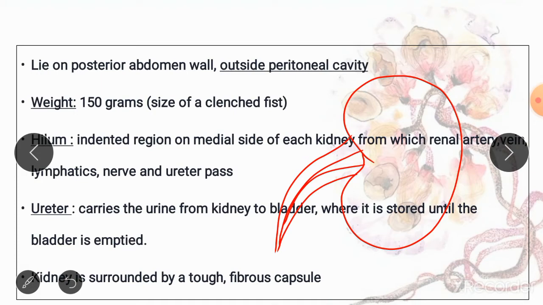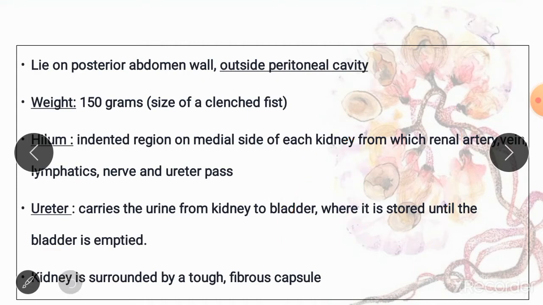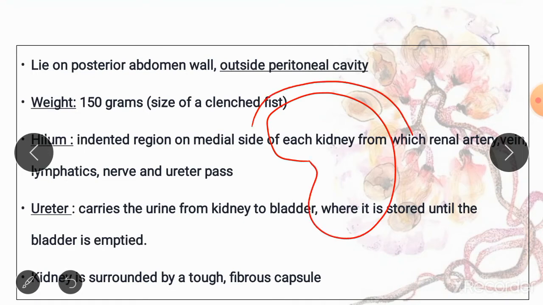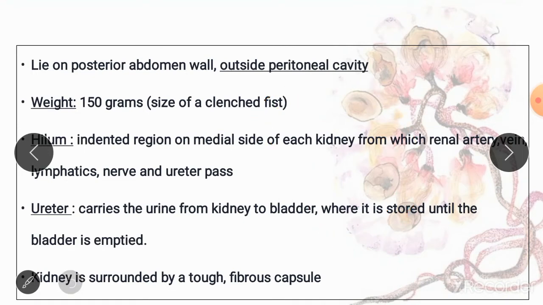And you can also see a ureter coming out of the hilum, and ureter is a tube which carries the urine from the kidney to the bladder, and the urine is stored within the bladder until it is emptied during micturition. The kidneys are surrounded by a tough fibrous covering which is known as the capsule of the kidney.